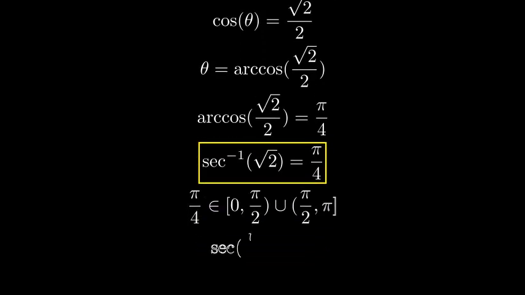We can verify this is correct because, one, pi over 4 is in the range of inverse secant, and two, if we take the secant of pi over 4, we get square root of 2.